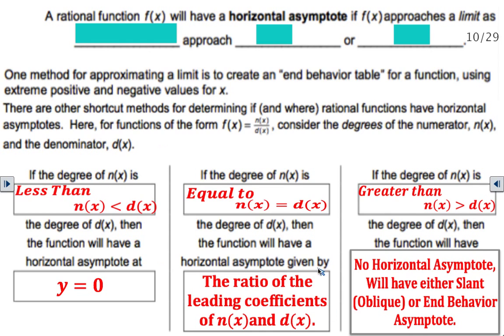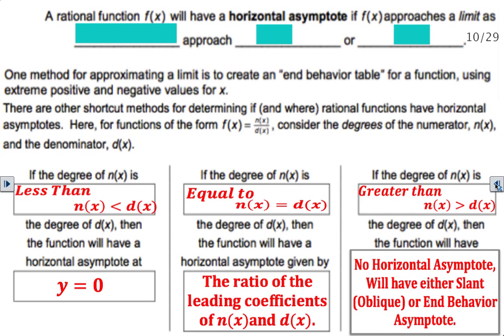I am just going over how to find the slant and oblique asymptotes. This is a page that we saw from a previous video about your horizontal asymptotes, where you compare the degrees of the numerator and the denominator to see if you have a horizontal asymptote or a slant or oblique asymptote. Anytime the numerator's degree is greater than the denominator's degree, then you're going to have either a slant, oblique, or diagonal asymptote, or no horizontal asymptote.